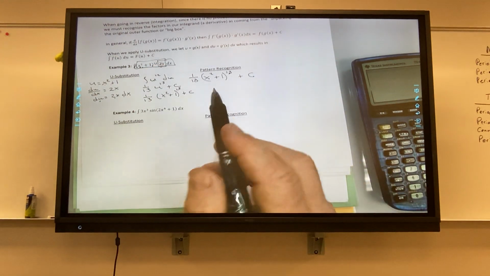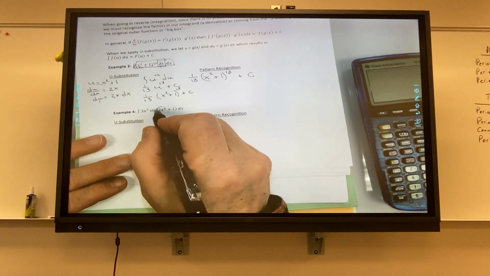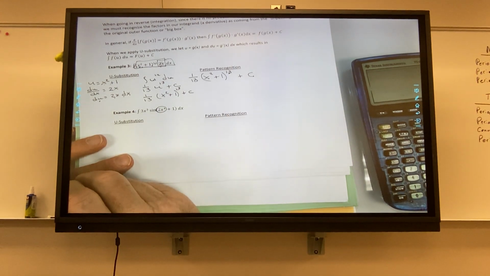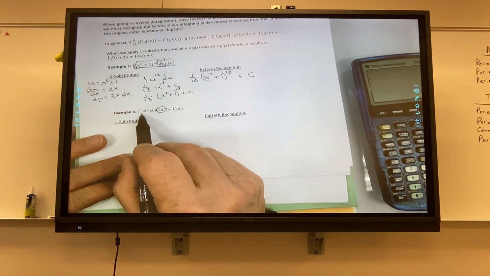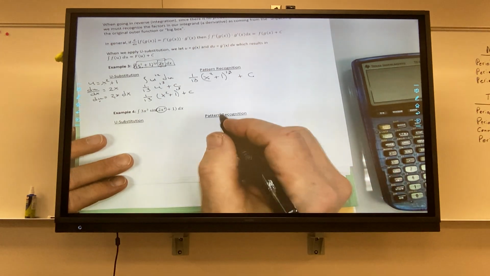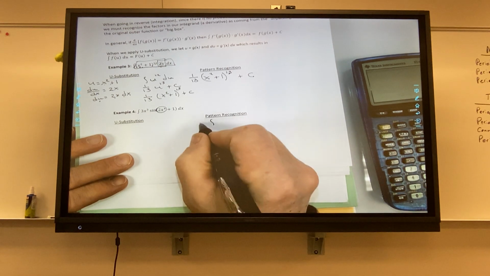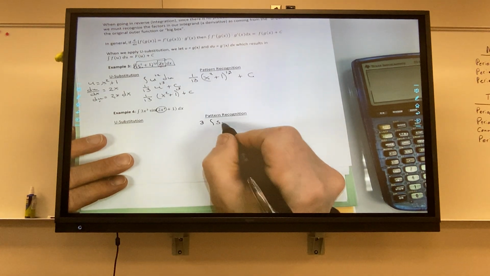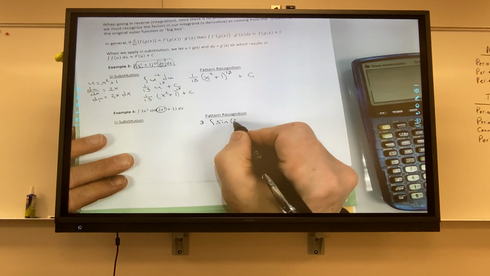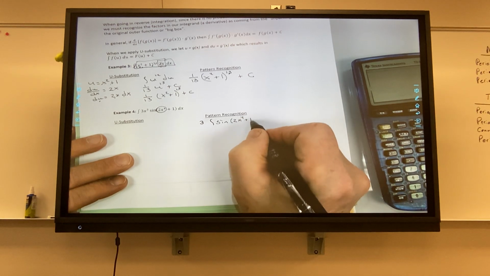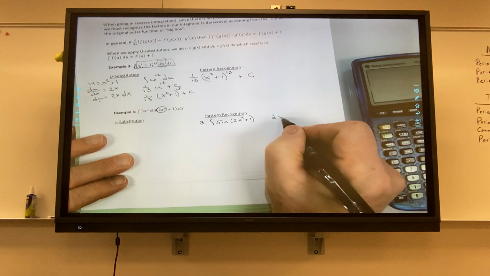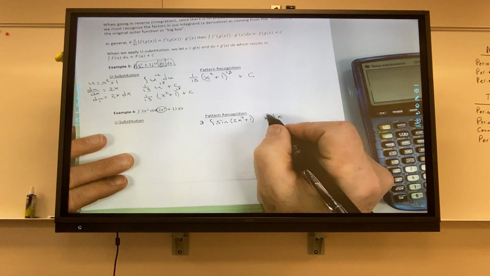So again, I see this. That means there needs to be an 8x cubed, correct? There isn't, is there? So what I do is I bring this 3 out here. I actually rewrite it so it looks like this. Here's my dx. I bring my x cubed over here.